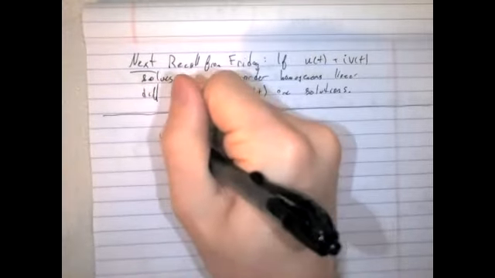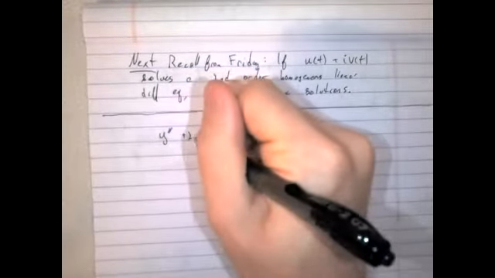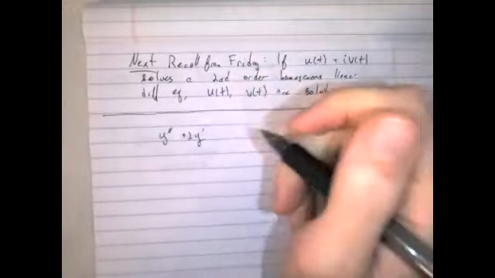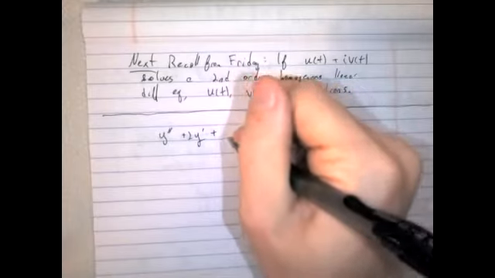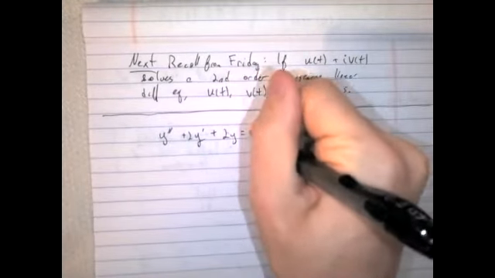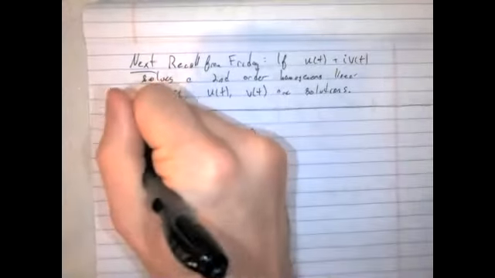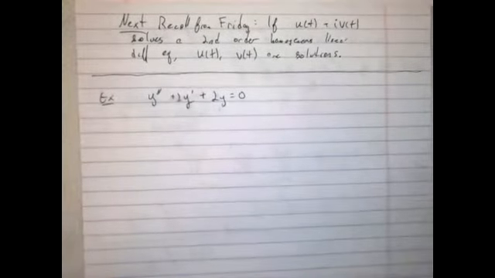Let's solve y double prime plus 2y prime plus, make sure that I'm doing this right, 2y is equal to 0. Okay, so we're going to do this one. What is the characteristic equation associated to this differential equation, the second order linear homogeneous differential equation?